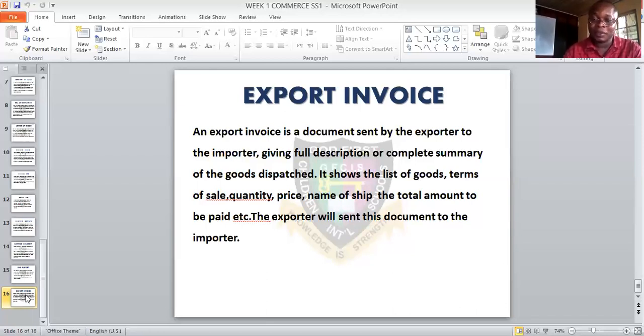The list of goods will be inside the document. Terms of sale will be there. Quantity will be there. The price of the goods will be there. The name of the ship will be there. Then the total amount to be paid needs to be in this export invoice document. The exporter will then send this document to the importer, and the importer confirms that the export invoice has been received.